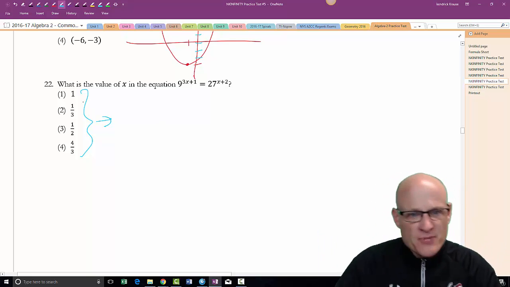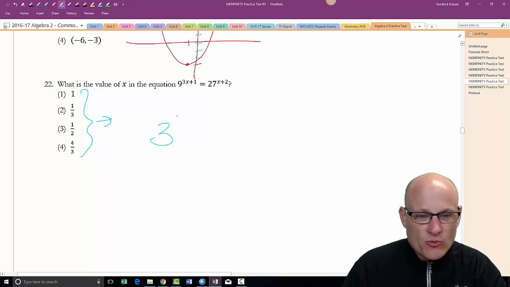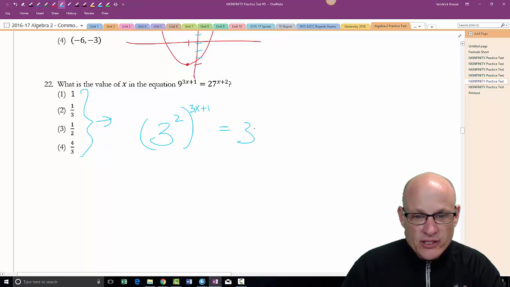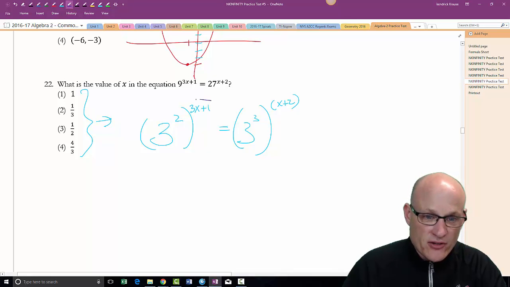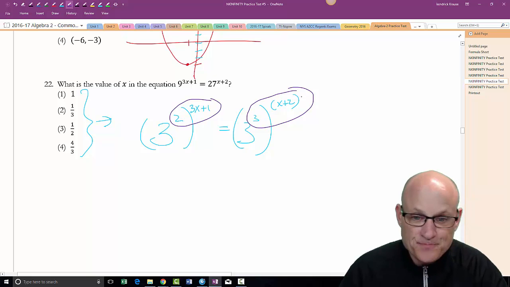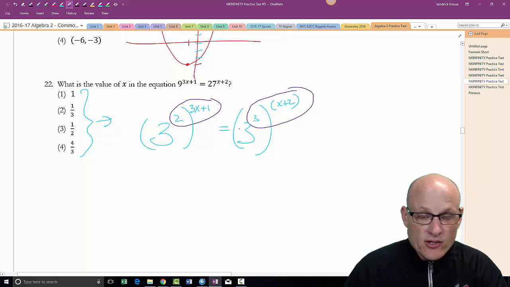Anyway, 9 is 3 squared. So what we're going to try to do is get this thing to the same bases. The base is going to be 3. So 3^(x+1) equals 3 cubed to the x plus 2. Now, the way this works is, now that the bases are the same, as long as these exponents are the same, then they're equivalent.